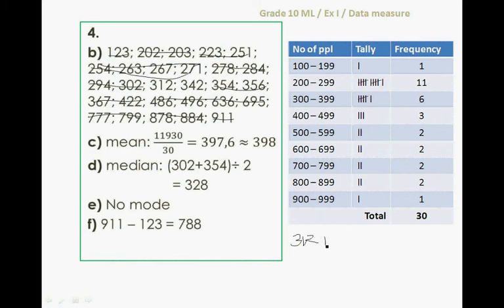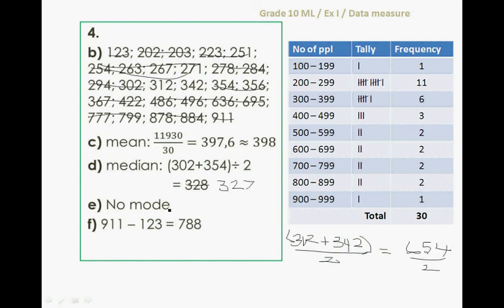So that is 312 plus 342 divided by 2. So 312 plus 342 gives us 654 over 2. We divide that by 2, we get 327. So the median for this set is 327.